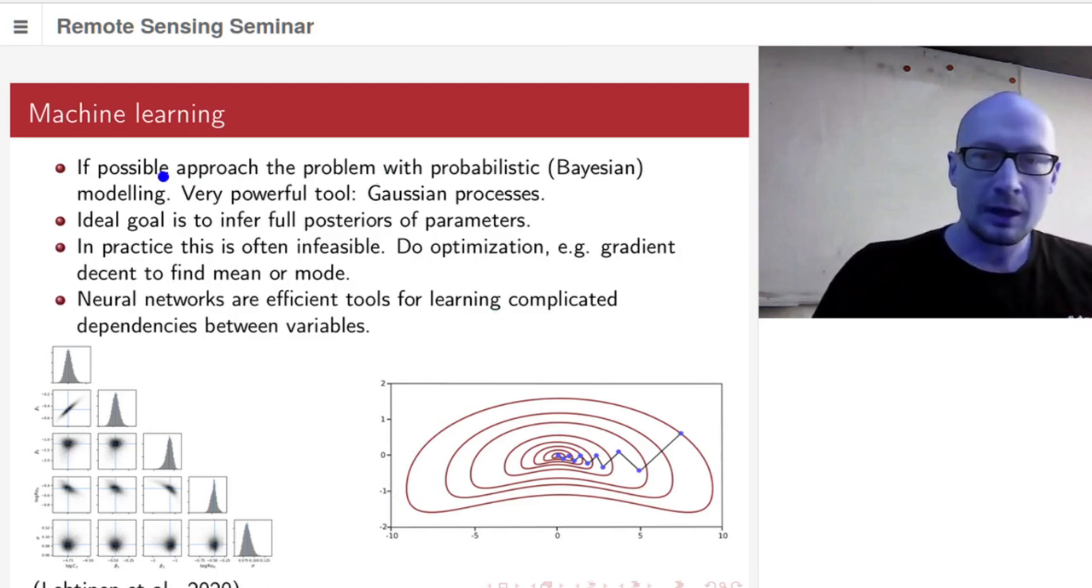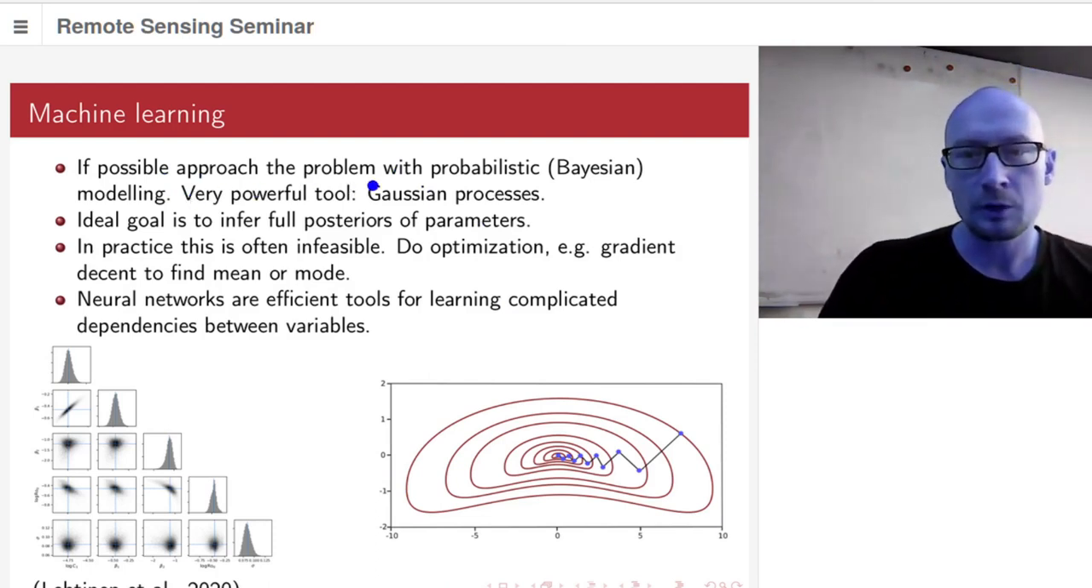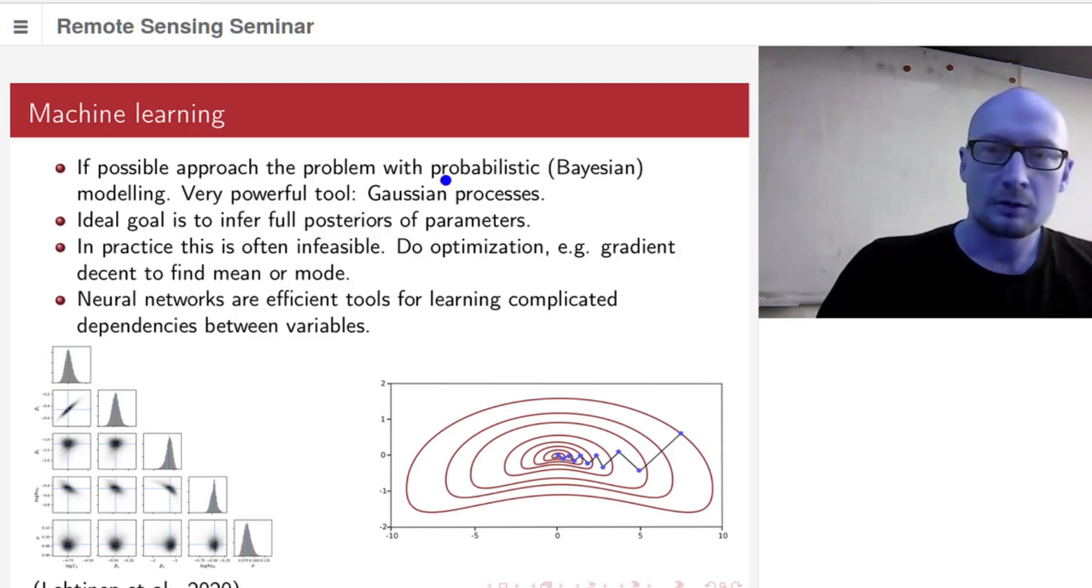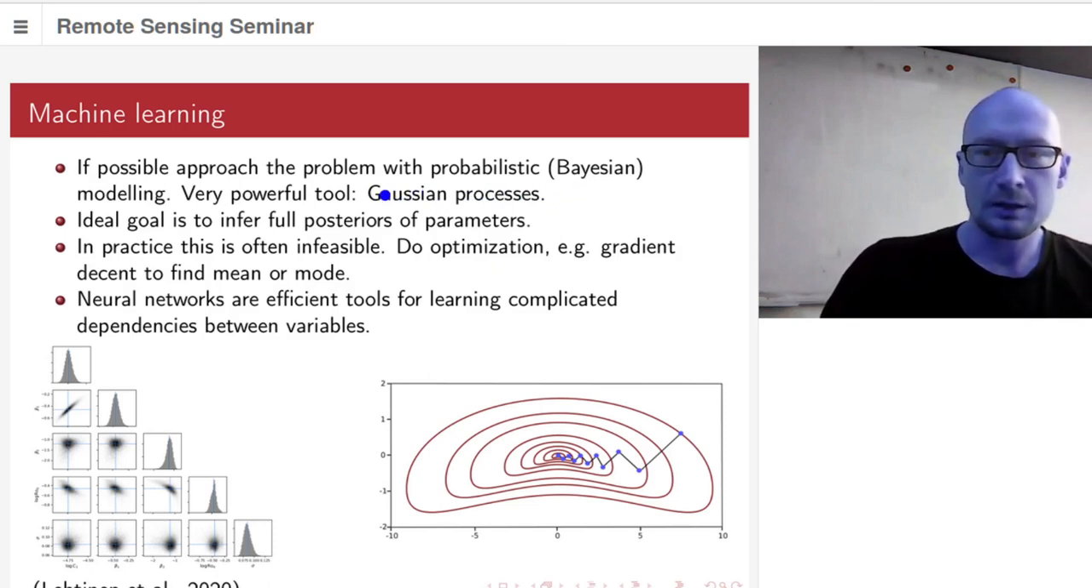So my general view is that any problem you have, you should first try to approach it in a probabilistic way, because then you have quite solid tools and you know the limitations of your method, or of what you are planning to do. And there, just to mention one thing, a very powerful tool is Gaussian processes, which usually needs lots of optimizations added to it to make it scalable. But yeah, it's worth looking into if people are not familiar with this method.